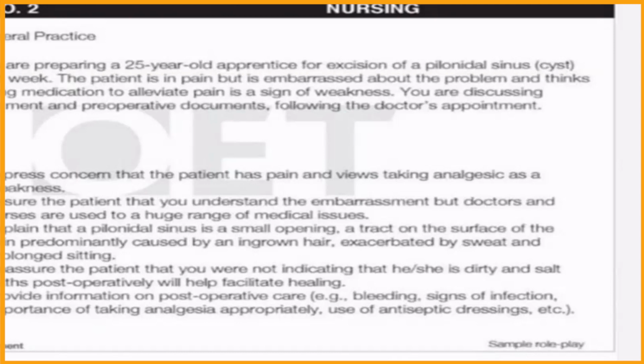See, look at the task. Try to say some of the task that is more formal. Pilonidal sinus is a small opening, a tract on the surface of your skin, mainly, predominantly, I used another word, mainly caused by an ingrown hair, which is aggravated by sweat and prolonged sitting, which is mainly caused by sweat and long hours of sitting. Are you getting me?